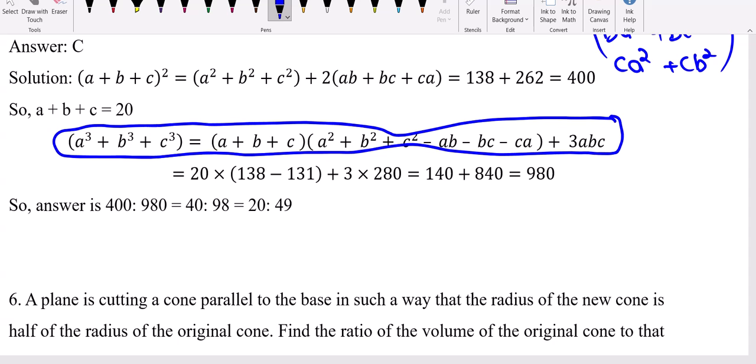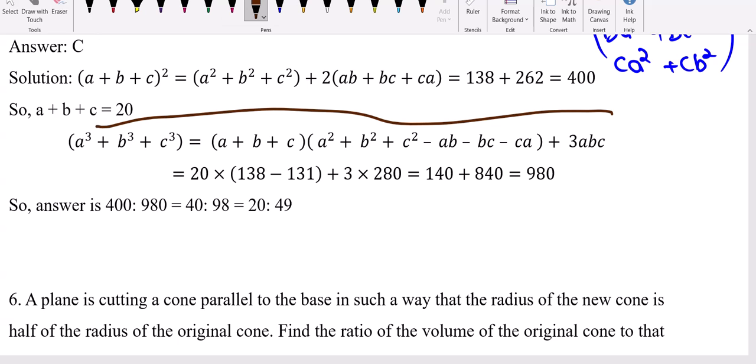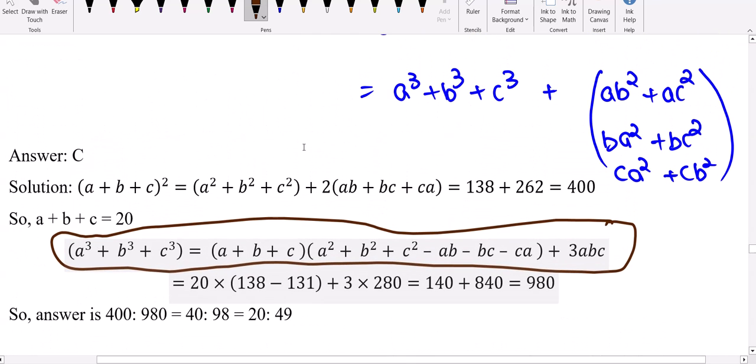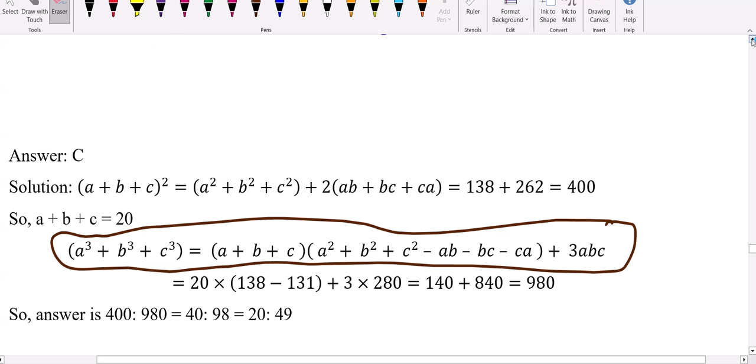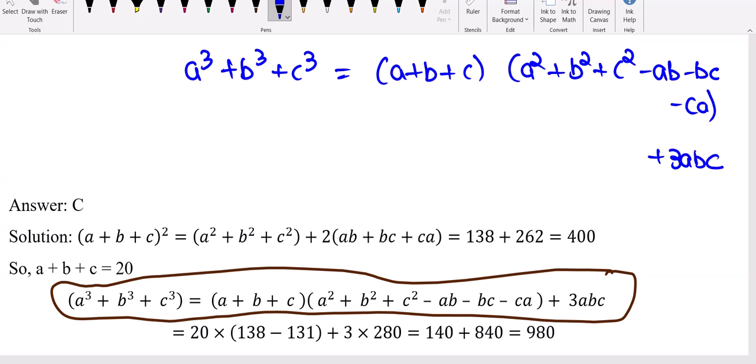This is the other formula you need. A big formula regarding A cube, B cube, C cube is this: A plus B plus C multiplied by A square plus B square plus C square minus AB minus BC minus CA, plus 3ABC. We know the A plus B plus C value. A square, B square, C square is given in the question directly, AB, BC, CA is given, and 3ABC. I am also getting updated with that A cube, B cube, C cube formula. The extras we need to subtract, so here they kept minus AB minus BC minus CA plus 3ABC.